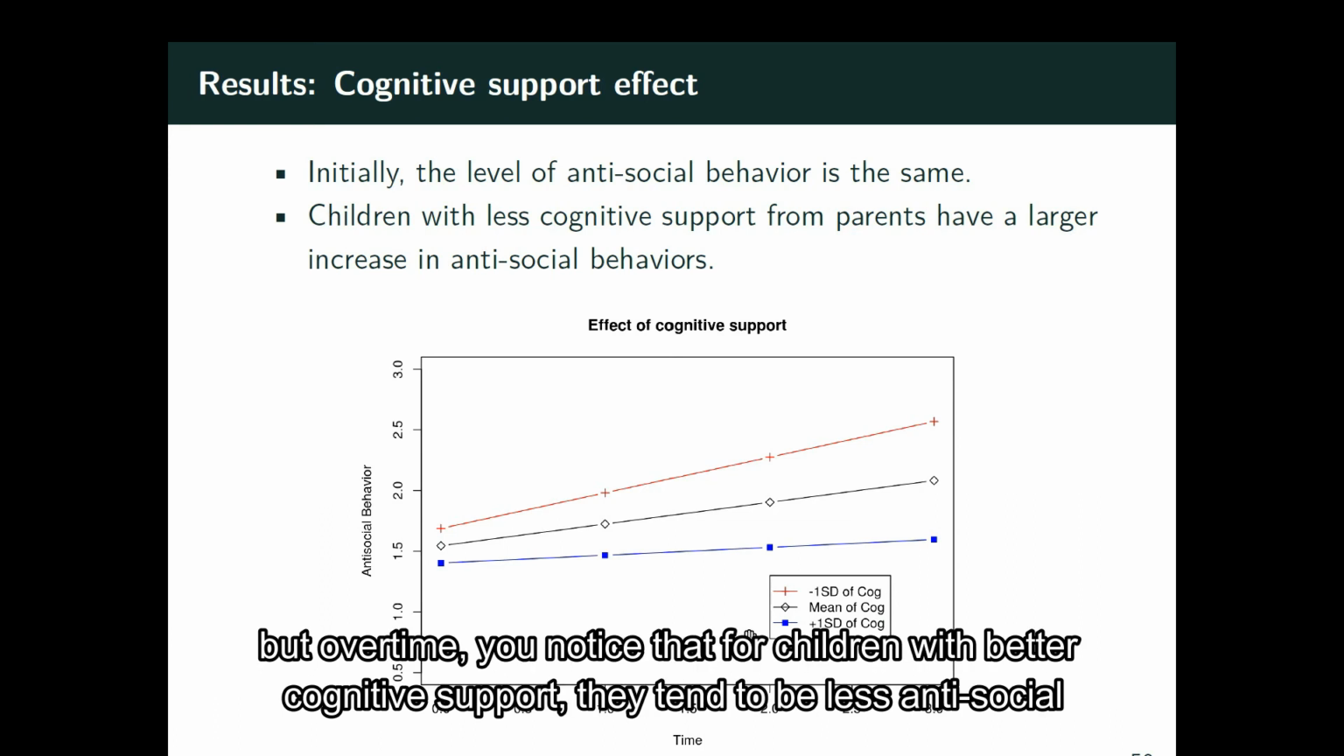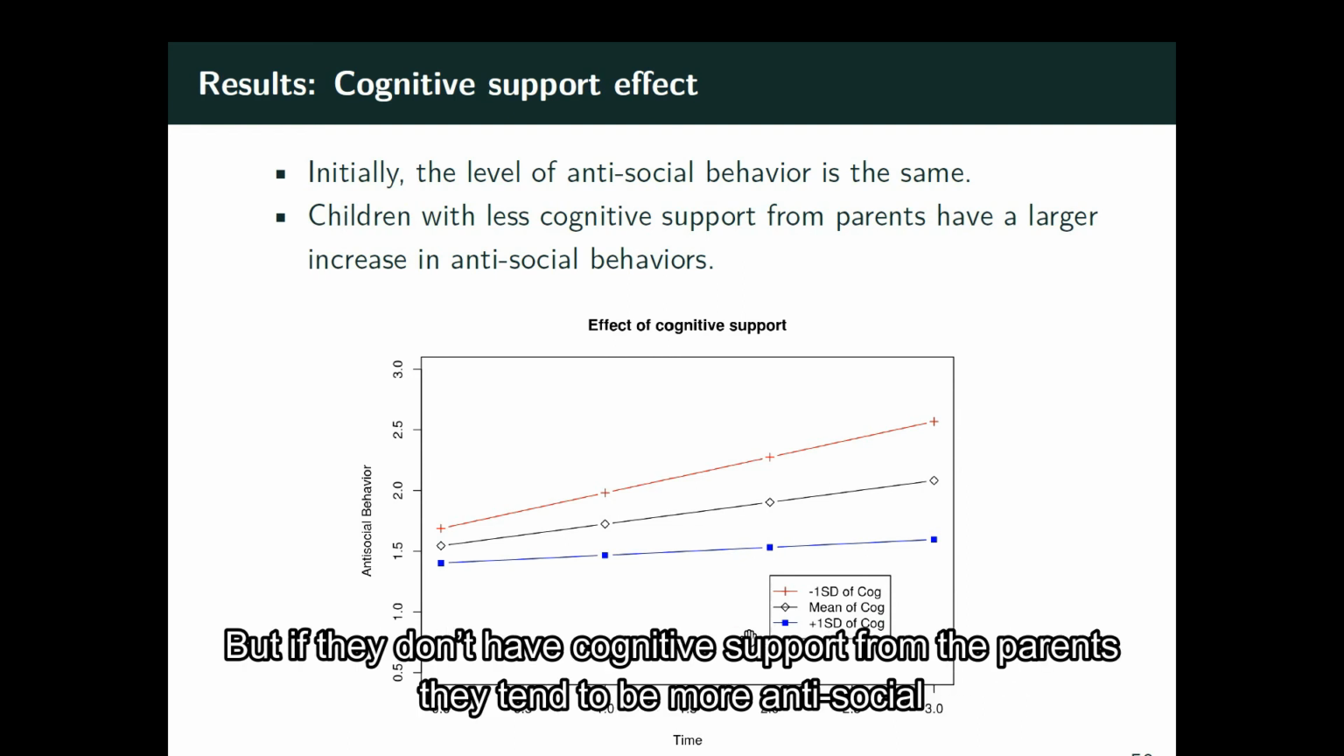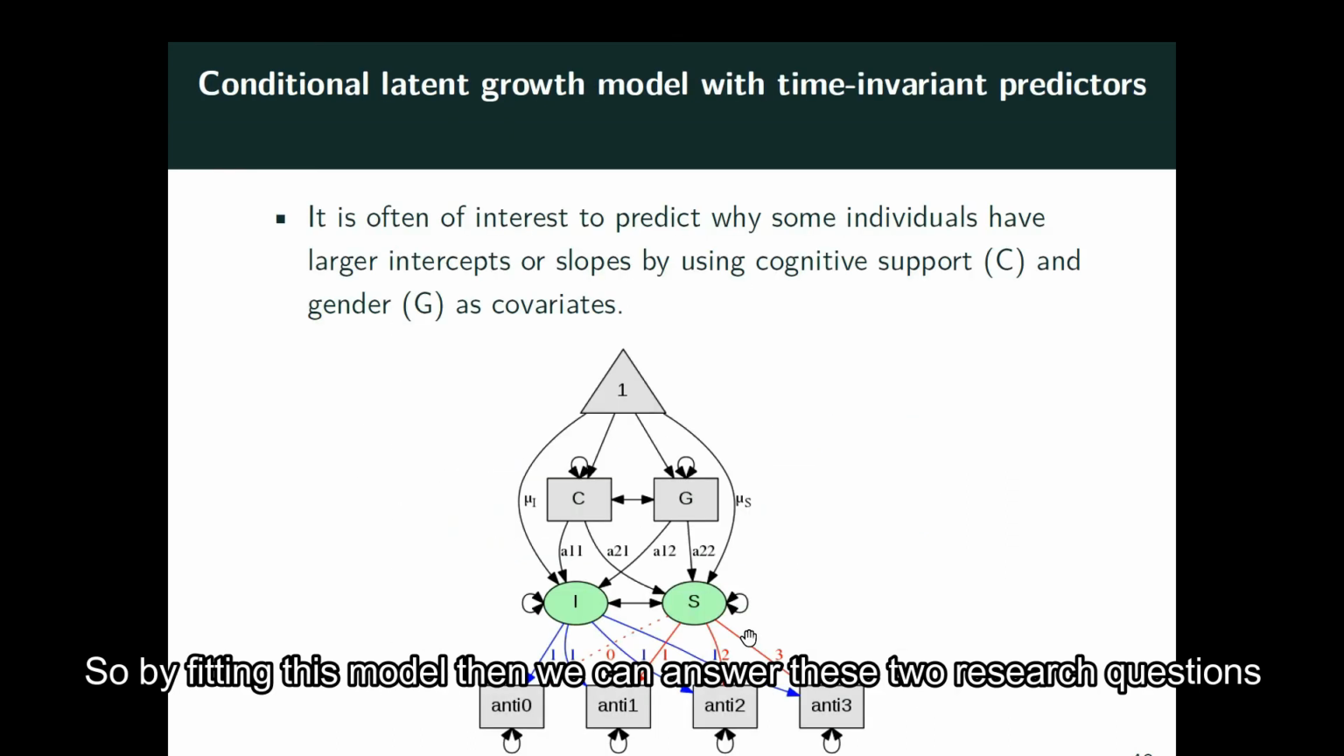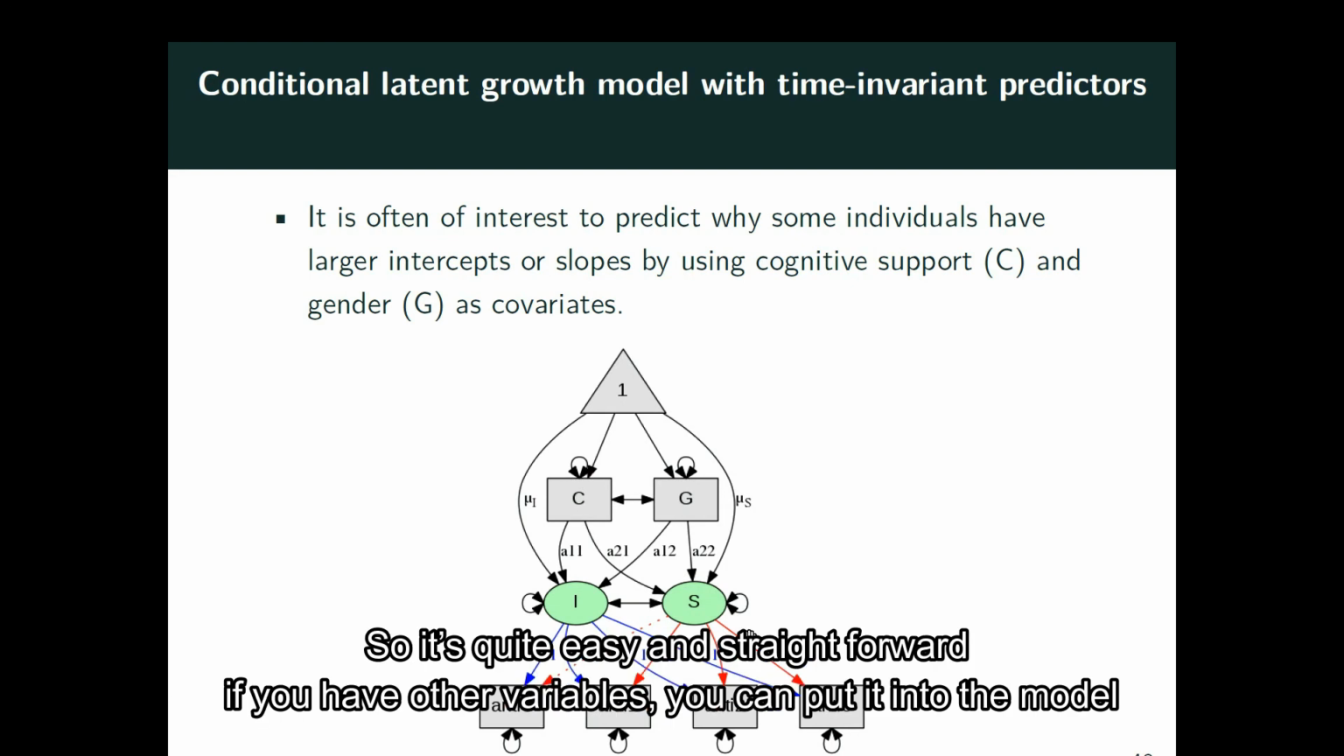But over time, you notice that for children with better cognitive support, they tend to be less antisocial. But if they don't have cognitive support from their parents, they tend to be more antisocial. So by fitting this model, then we can answer these two research questions. So it's quite easy and straightforward. If you have other variables, we can put them into the model.